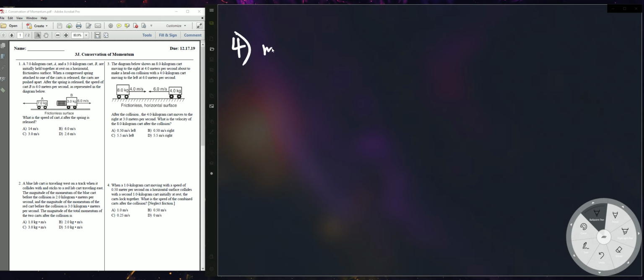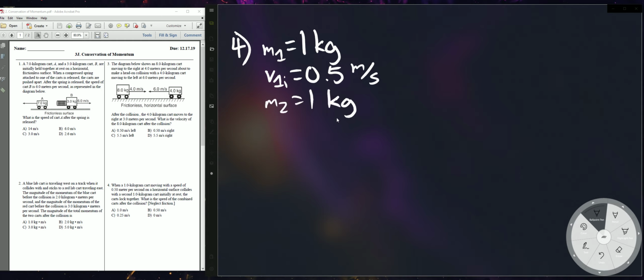A 1 kilogram cart, so we're going to call it mass 1 kg, with the initial speed of 0.5 meters per second, collides with a second cart. They both have a mass of 1 kg, initially at rest, so the initial velocity of object 2 is 0. The carts lock together, so they stick together after collision. If they stick together, they have the total mass and the same final velocity, and that's what we want to figure out.